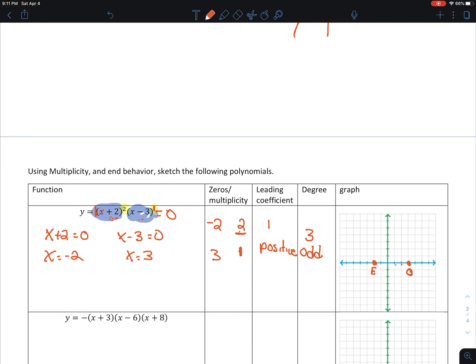Now, I need to figure out what it looks like. So because my leading coefficient is positive and my degree is odd, it's going to look sort of like that. Okay? So because I know the basic shape of it, I know it's going to start at the bottom and go up. And then when it gets to this 0, it's not going to go through because it's even. It's going to kiss it and bounce back. Well, somewhere it has to go back up, and when it gets to this one, it's going to go through the x-axis. So the basic shape of it looks something like that.